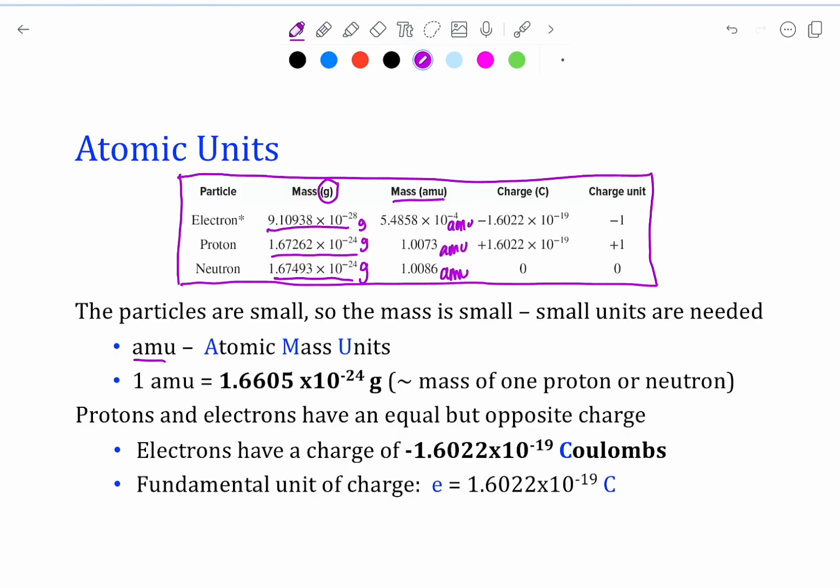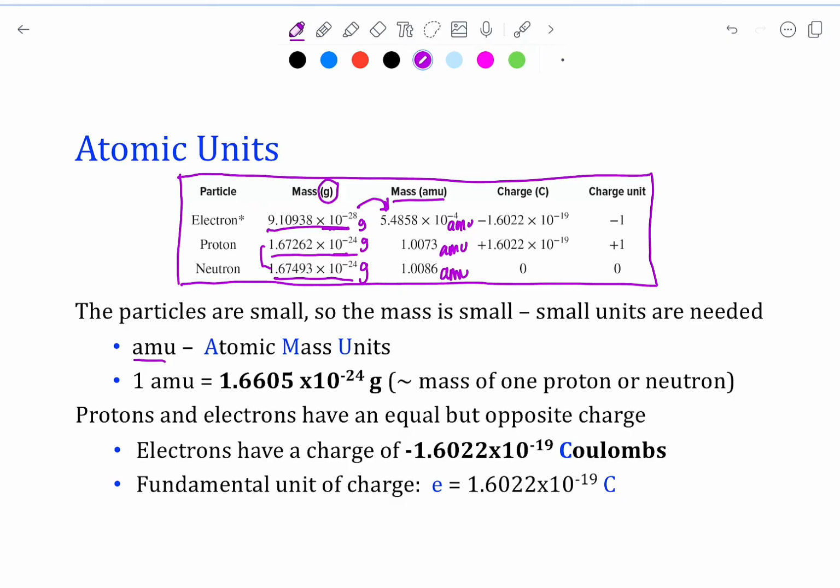One AMU is equal to approximately the mass of one proton or neutron. It's kind of these two values averaged together. So 1 AMU is equal to 1.6605 times 10 to the minus 24 grams. So we took these values in grams and we converted them to mass in AMUs.